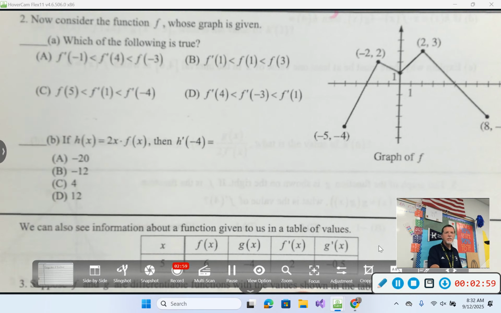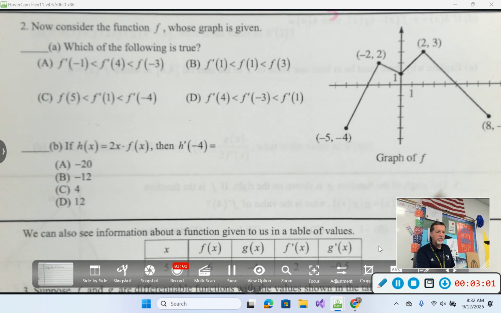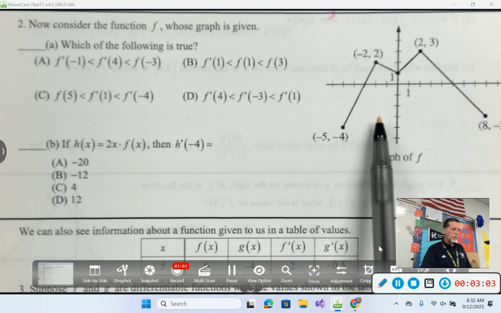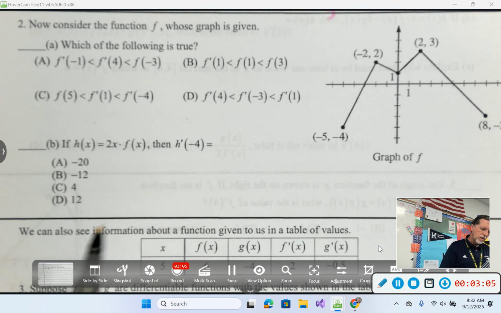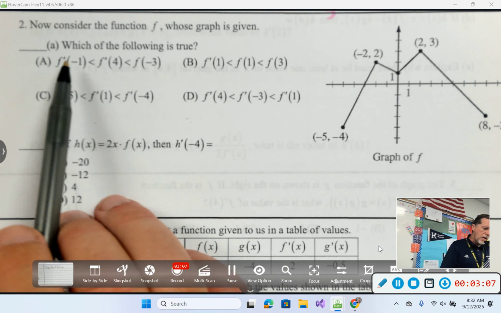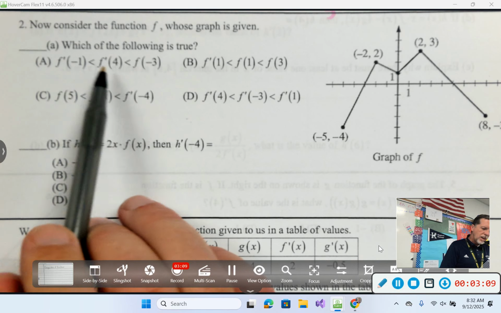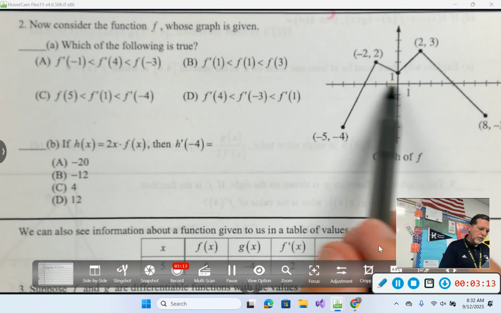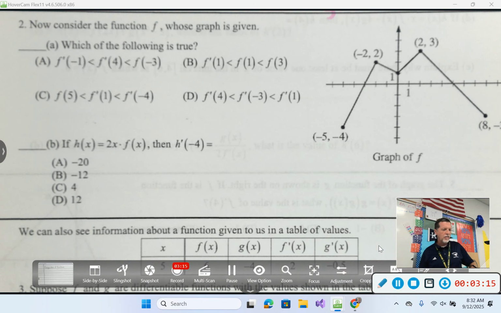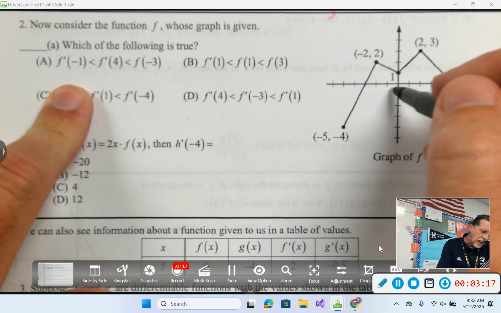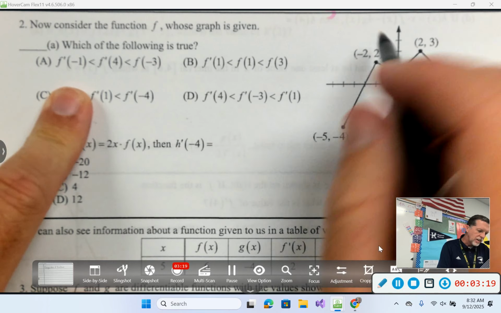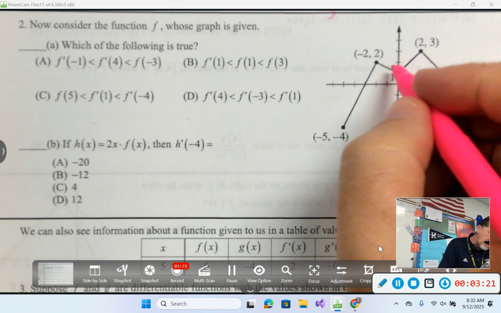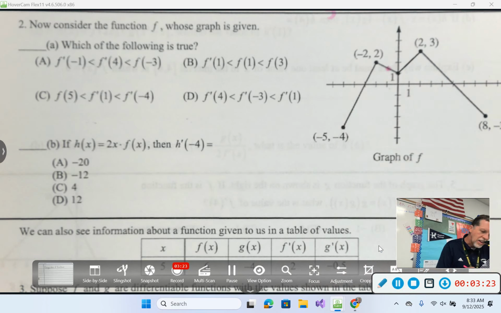All right, number 2. Consider the function whose graph is given over here. Which of the following is true? Oh, f prime at -1, f prime at 4, f prime at -3. So we got all these little slope pieces. So I guess we just need to find all these slopes. F at -1, that would be right there. What's the slope of that line?